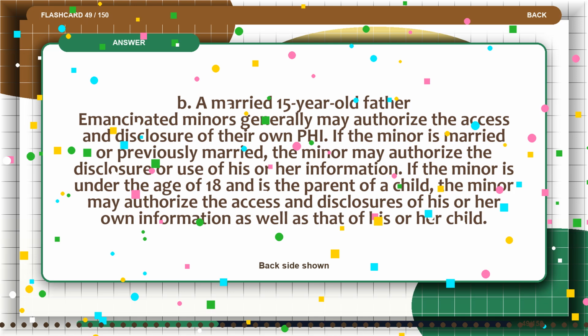The answer is B. A married 15-year-old father. Emancipated minors generally may authorize the access and disclosure of their own PHI. If the minor is married or previously married, the minor may authorize the disclosure or use of his or her information. If the minor is under the age of 18 and is the parent of a child, the minor may authorize the access and disclosures of his or her own information as well as that of his or her child.